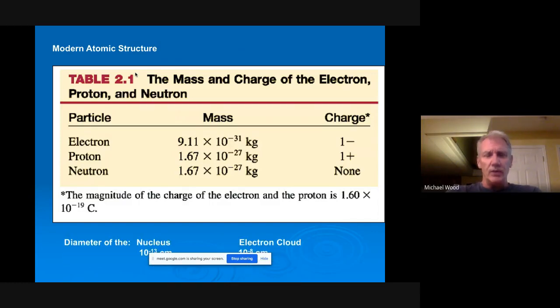Okay, and that you can't read, but it says the diameter of the nucleus is 10 to the -13th, and an electron cloud is 10 to the -8th. Again, negative exponents. So if I divided those, I would see the electron cloud is 10,000 times larger than the nucleus. Okay.